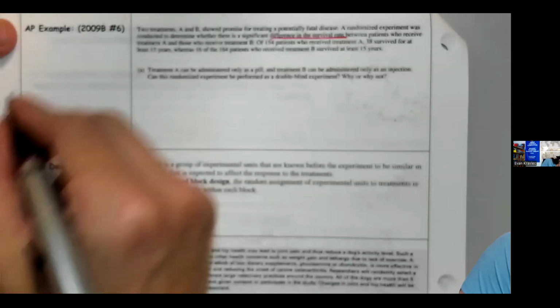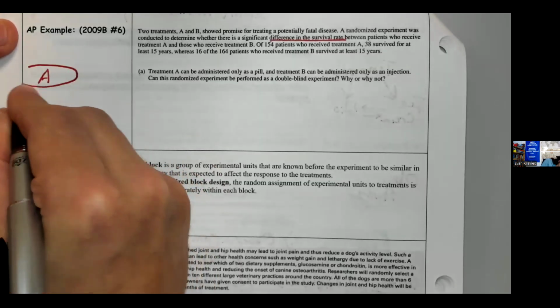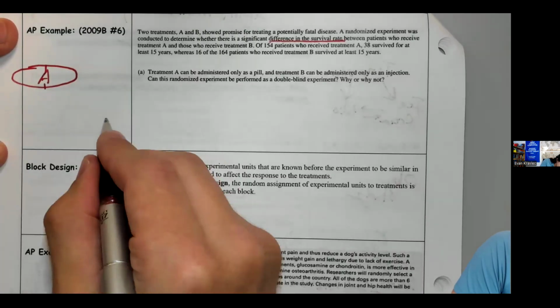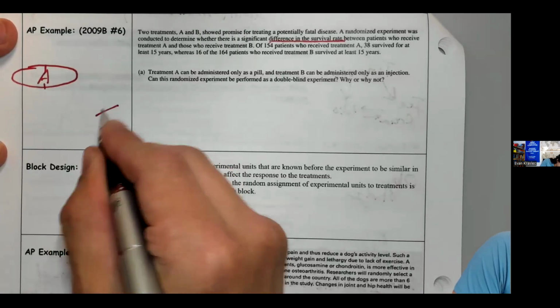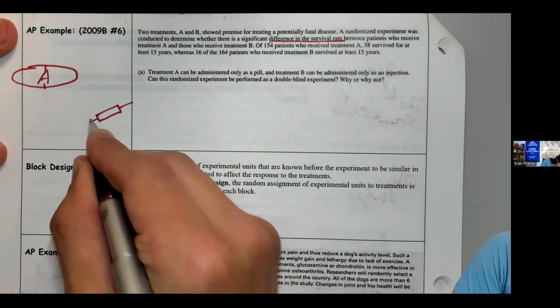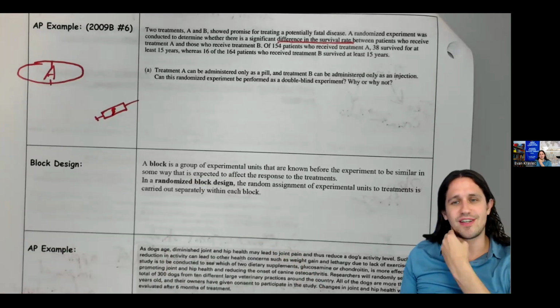So what is it? A is a pill. Sorry, A pill. And B is what is it? Injection. Okay, now I got to draw a syringe. This is fun. And that's B. All right, so A looks like a pill and B looks like a syringe.